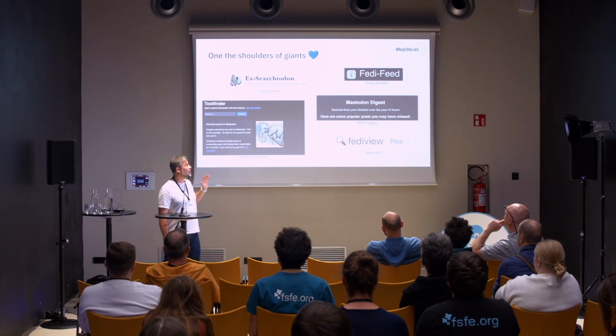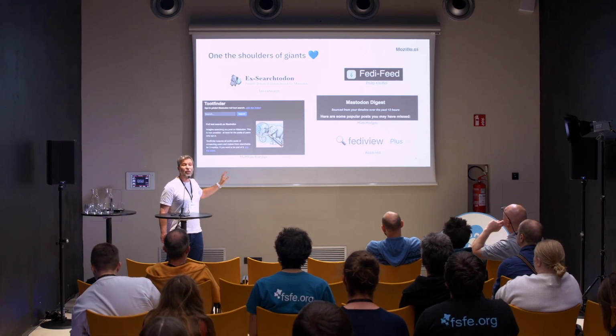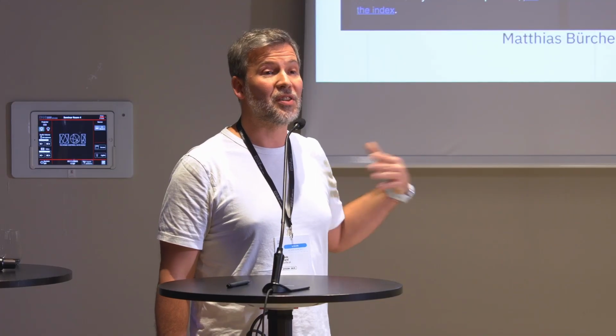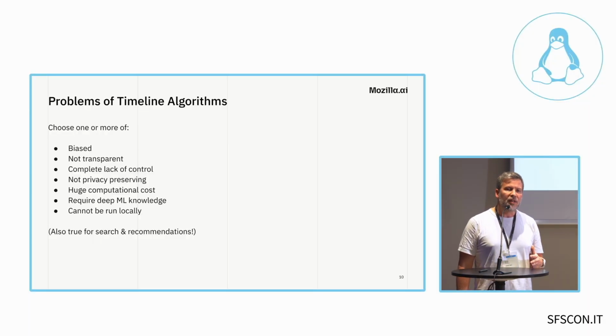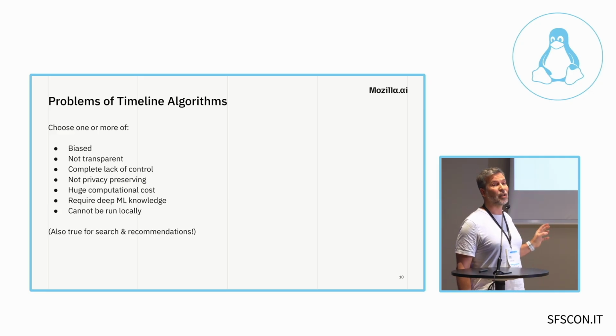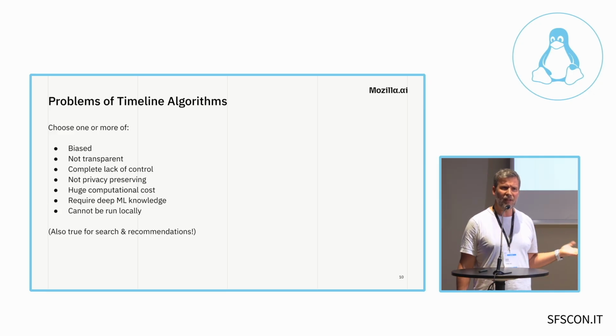So I'm really standing on the shoulders of giants here. These were people who did something that allowed me to learn how to make my own work. While studying all these algorithms and all these approaches, I found there was a set of problems that was not common to all of them. Some of them had a few, some others didn't have all, but each of them had at least a few of these. So being biased, even reverse chronological has it.